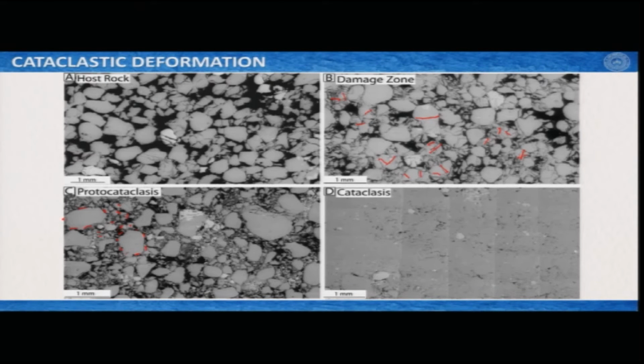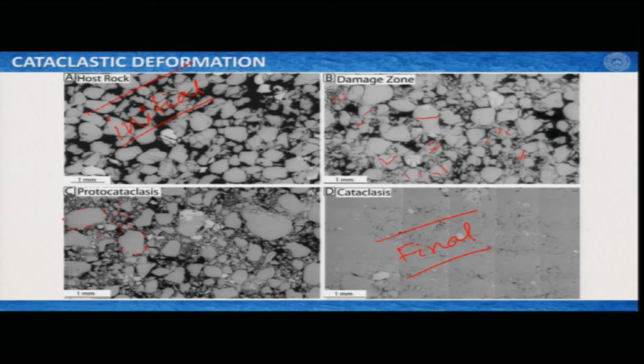With further deformation, what we see is that it is like a crushed mass where there is virtually no porosity. Now, you compare, this was your initial and this is your final.